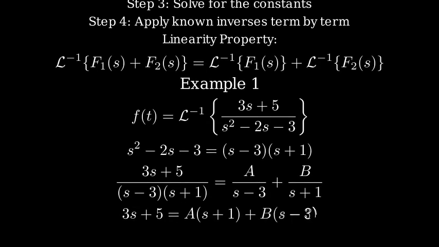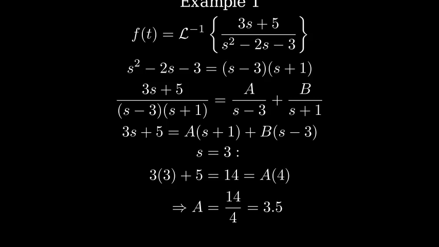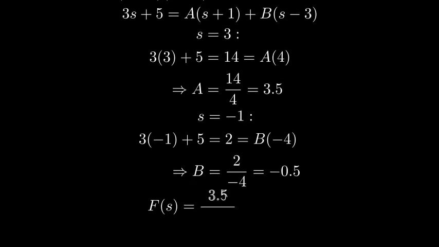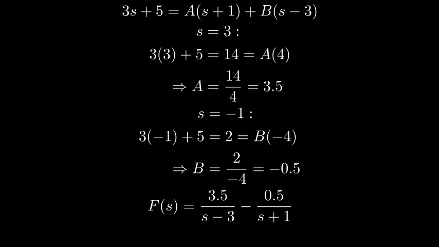Step 3. To find the constants A and B, we multiply both sides by the common denominator. This gives us 3s plus 5 equals A times s plus 1 plus B times s minus 3. To find A, we substitute s equals 3. This gives us 3 times 3 plus 5 equals 14 equals A times 4. So A equals 3.5. To find B, we substitute s equals negative 1. This gives us 3 times negative 1 plus 5 equals 2 equals B times negative 4, so B equals negative 0.5.